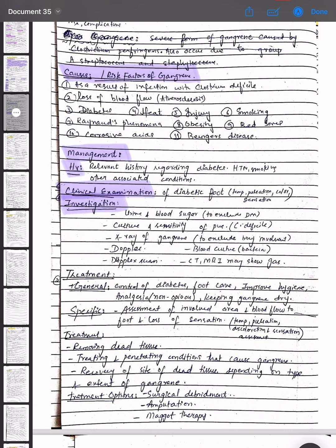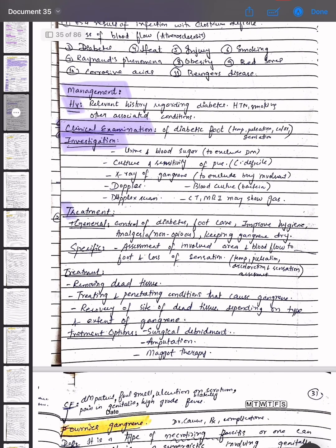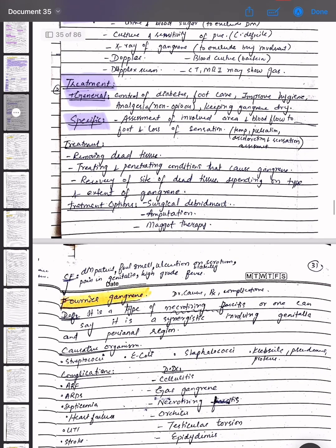Now, how will we treat it specifically? We will provide general treatment and specific treatment. In general treatment, control of diabetes is done, foot care, improved hygiene, and non-opioid analgesia are given, keeping the gangrene dry. In specific treatment, we will assess the involved areas, blood flow to the foot, loss of sensation, temperature, pulsation, and discoloration. Then we will treat by removing dead tissue, treating underlying conditions that cause gangrene, and recovery of the site of dead tissue depending on the type and extent of gangrene. The treatment options are surgical debridement, amputation, and maggot therapy.